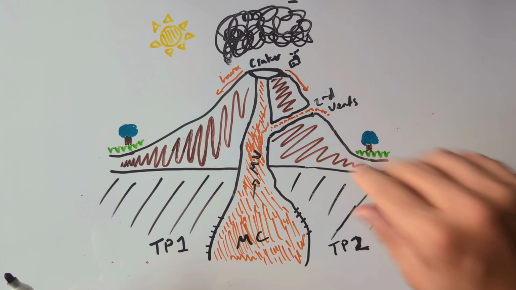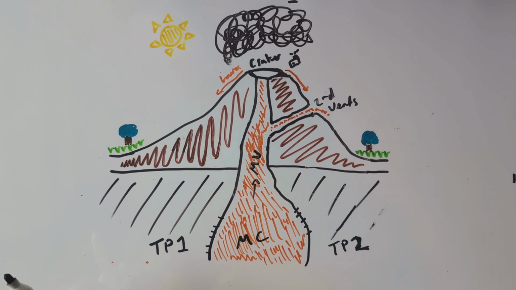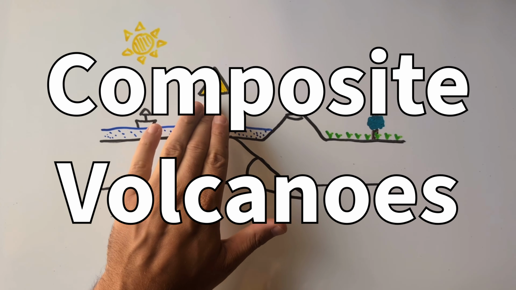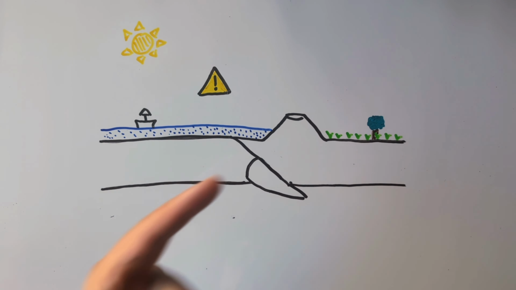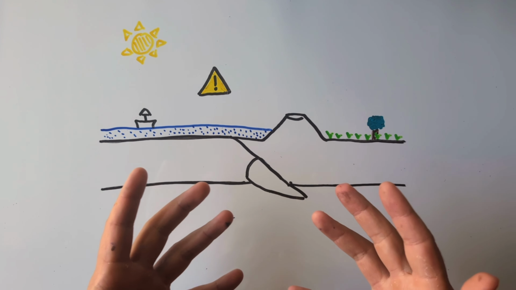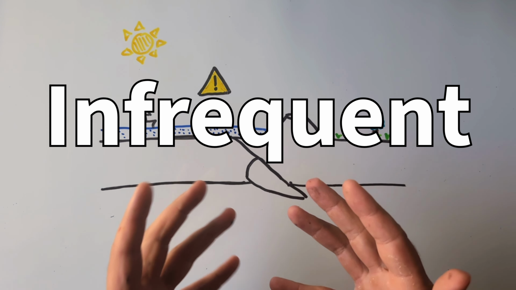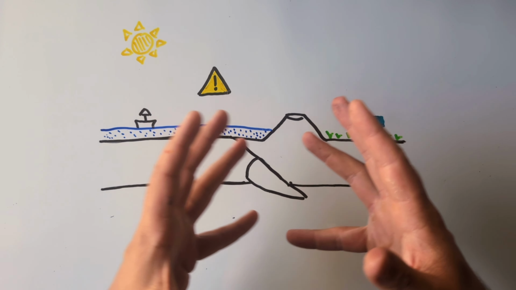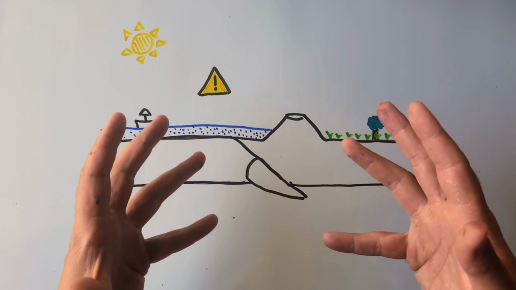Right, let's look at composite volcanoes. Okay, so let's deal with composite volcanoes. So these are the dangerous ones. And there's two reasons. One, their eruptions are incredibly powerful, but also they're infrequent, which makes them even more dangerous. Yes, of course, if it's a powerful eruption, lots of people have the potential to die.